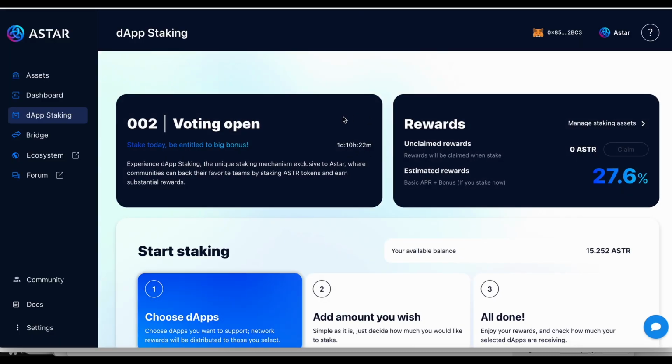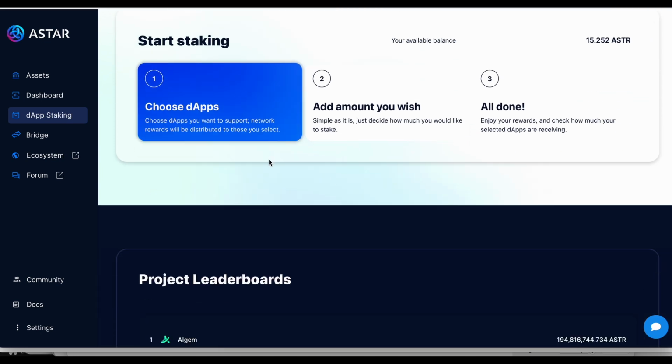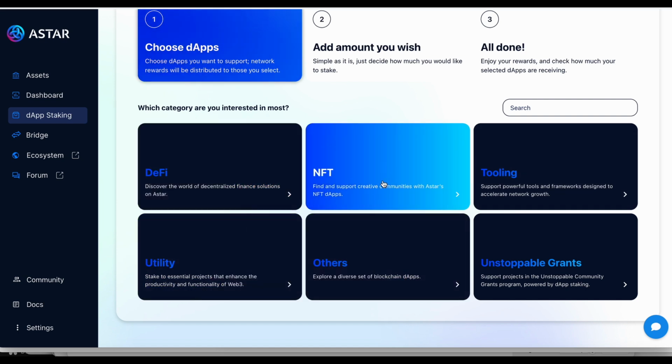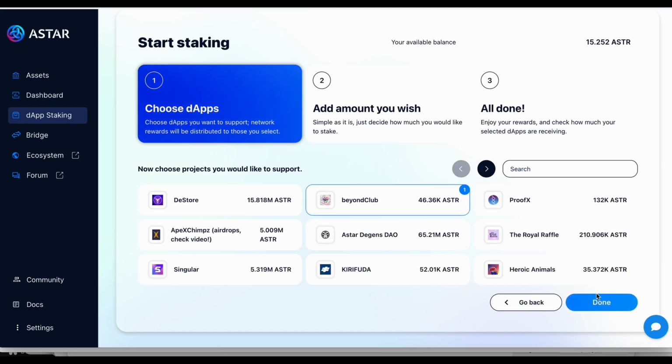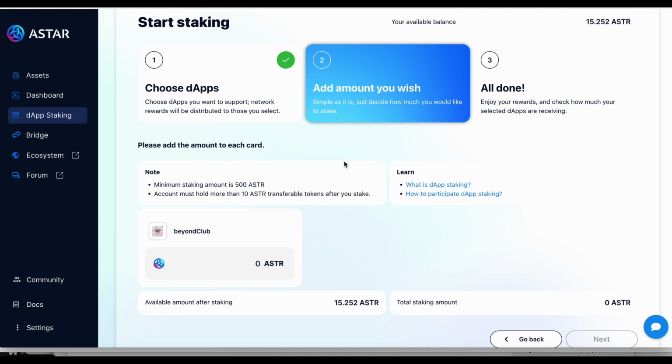Now the second important thing is the voting period. There's only 1 day left for all of you to participate, and the reward will have the APY up to 27.6% if you stake now, so don't miss this opportunity. And of course, if you participate in the previous one, you should claim the rewards right now. So after you claim all the rewards, now you can go ahead to choose the DApp, and here you can select whatever DApp you are interested in, and then you can add the amount you wish to put. This is just a way like you can put the Astar and stake.